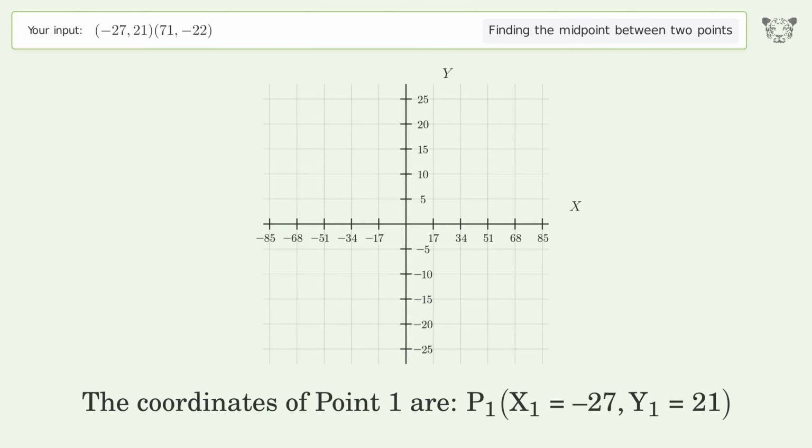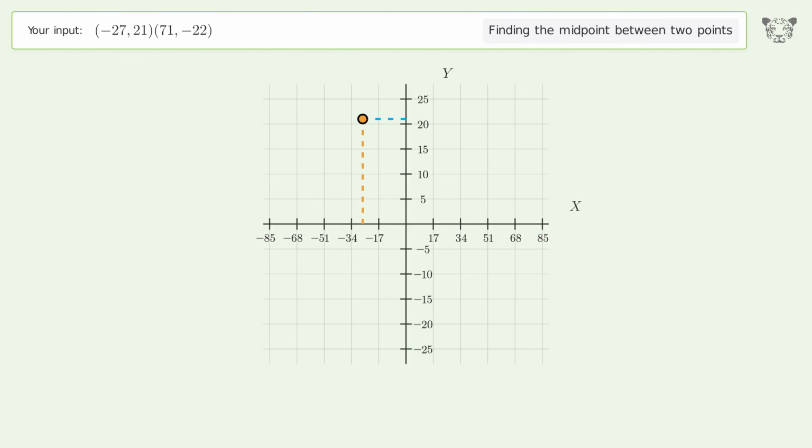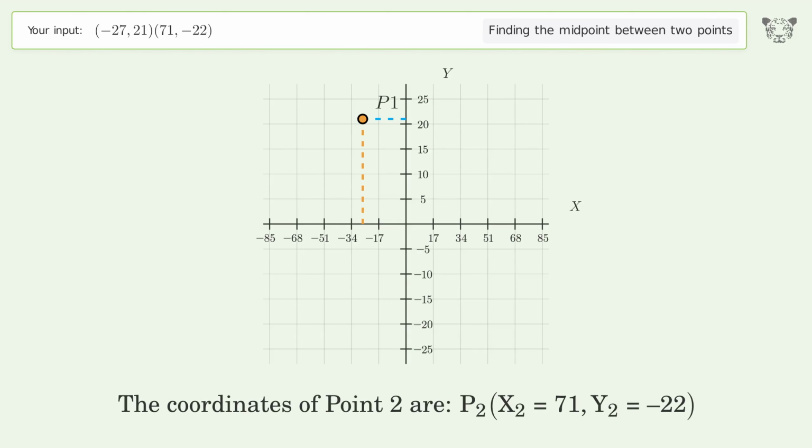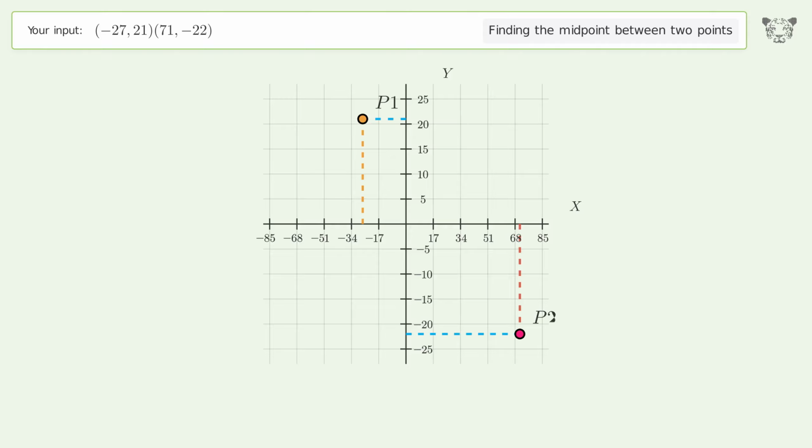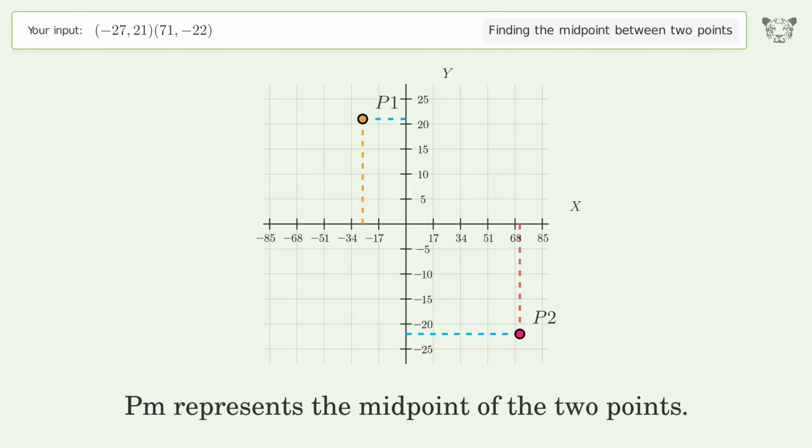The coordinates of point 1 are x1 equals -27, y1 equals 21. The coordinates of point 2 are x2 equals 71, y2 equals -22. PM represents the midpoint of the 2 points.